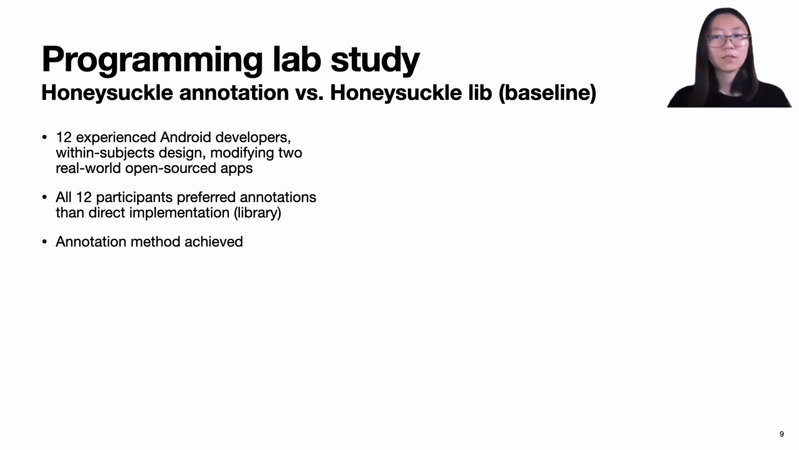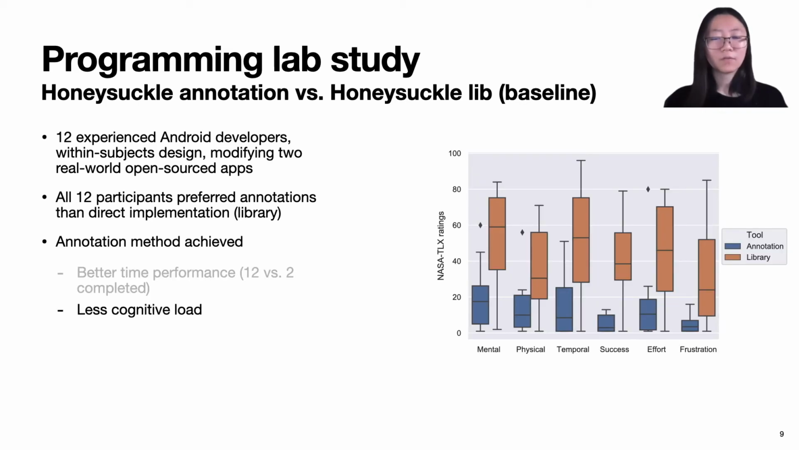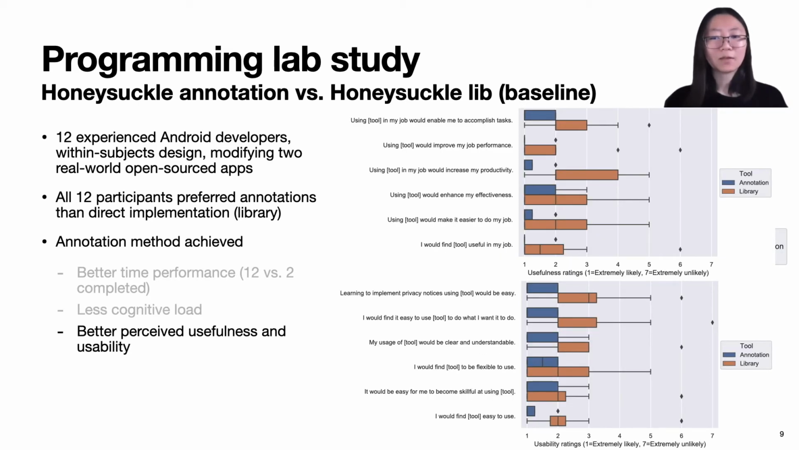To evaluate Honeysuckle, we conducted lab studies with 12 experienced Android developers following a within-subjects design. During the study, the developers modified 2 real-world open-source apps to implement in-app privacy notices using annotations and using the direct implementation method as the baseline. We found all 12 developers prefer the annotation method, and the annotation method achieved better time performance, significantly lower cognitive load, and significantly better perceived usefulness and usability.